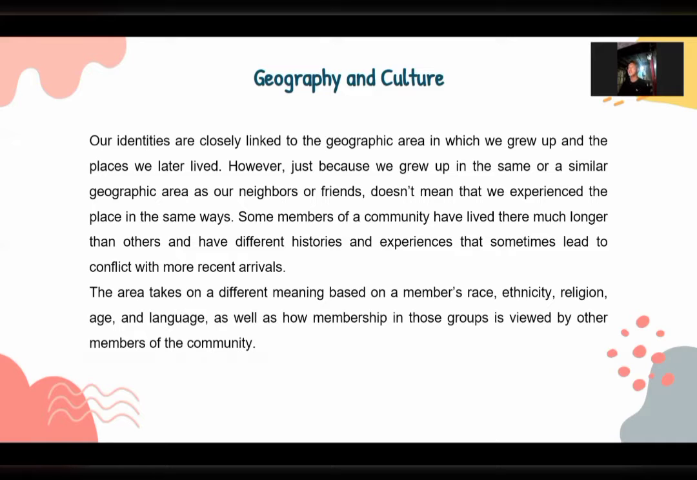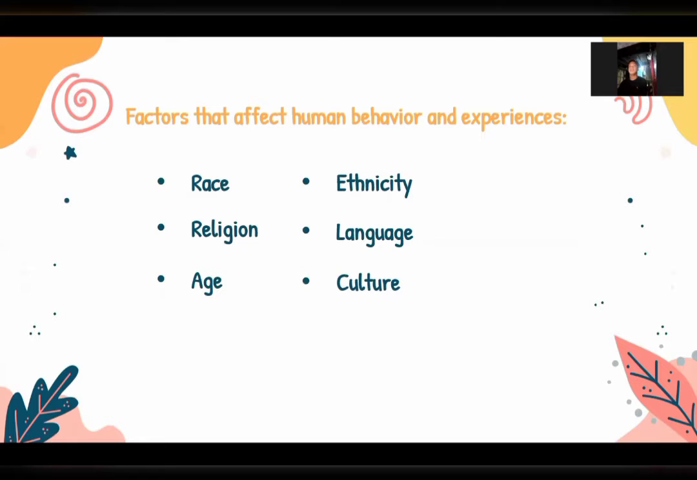Some members of the community have lived there much longer than others and have different histories and experiences that sometimes lead to conflict with more recent arrivals. The area takes on a different meaning based on a member's race, religion, age, and language, as well as how membership in those groups is viewed by other members of the community. So, the factors that affect human behavior and experiences include, of course, race, ethnicity, religion, language, age, and very important, culture.